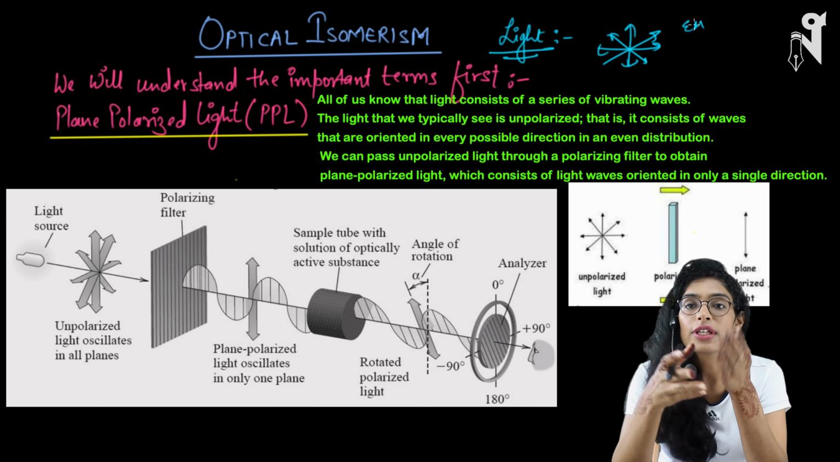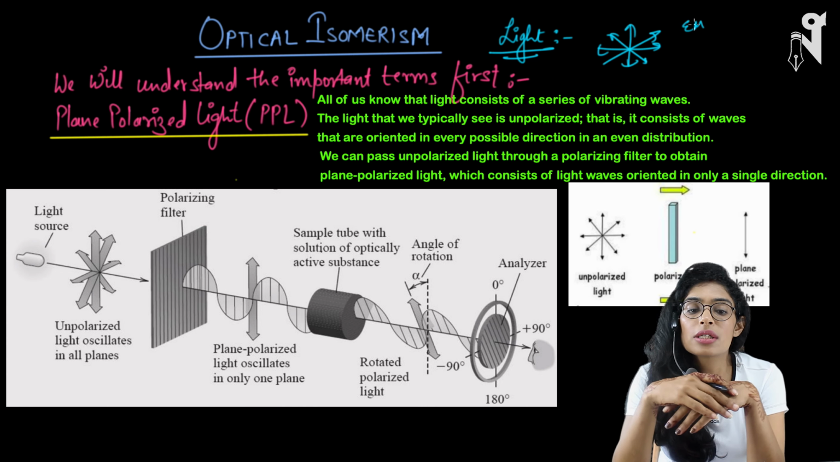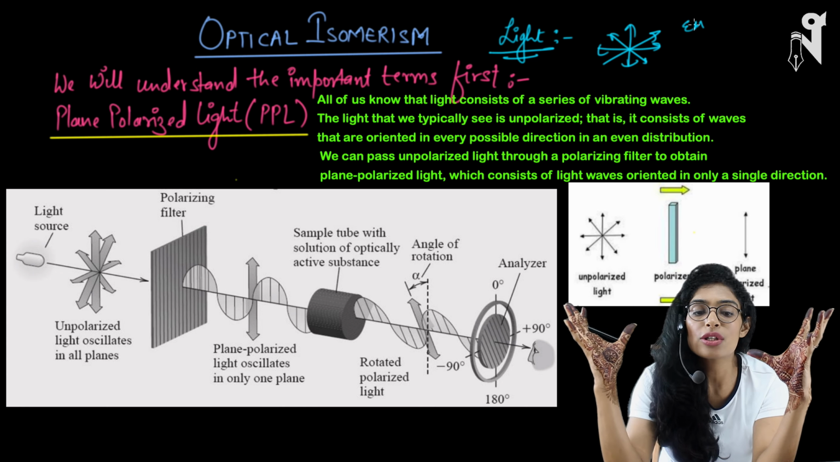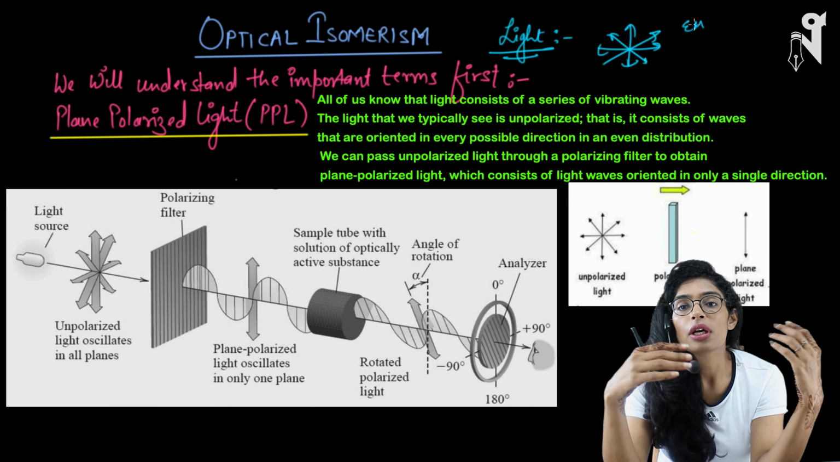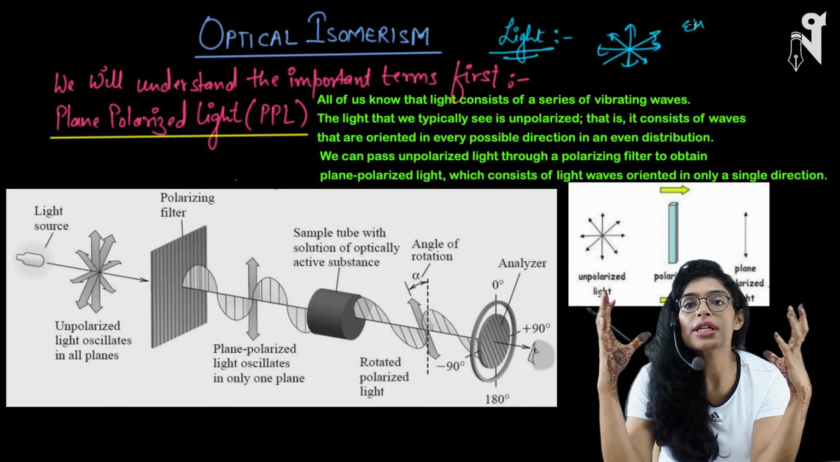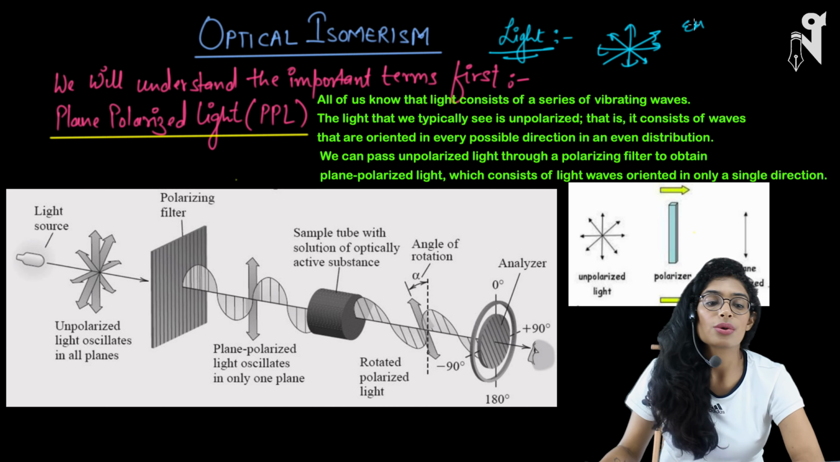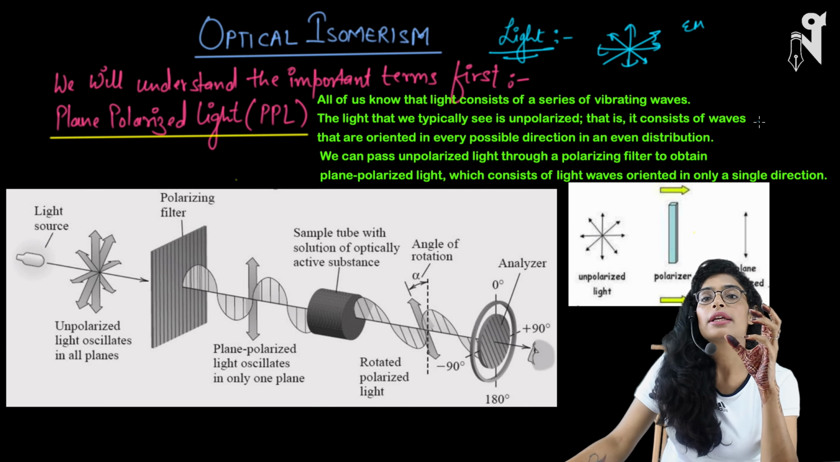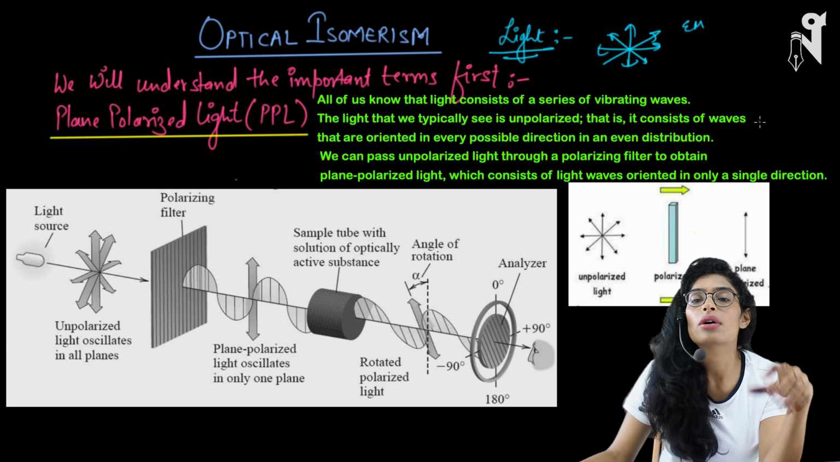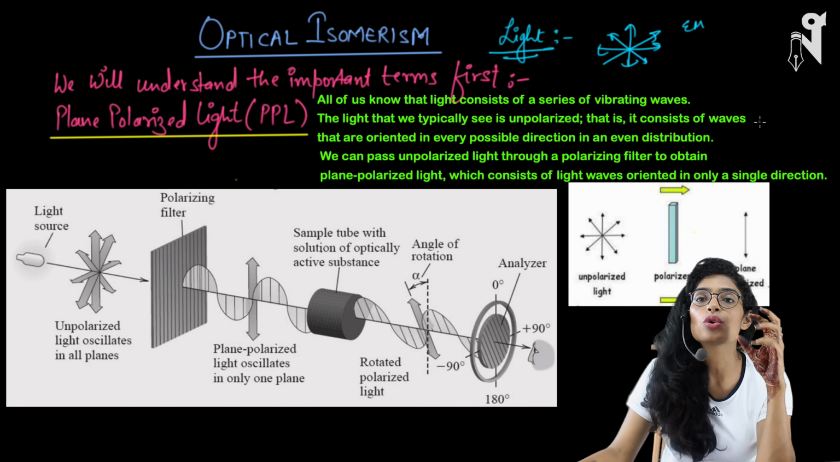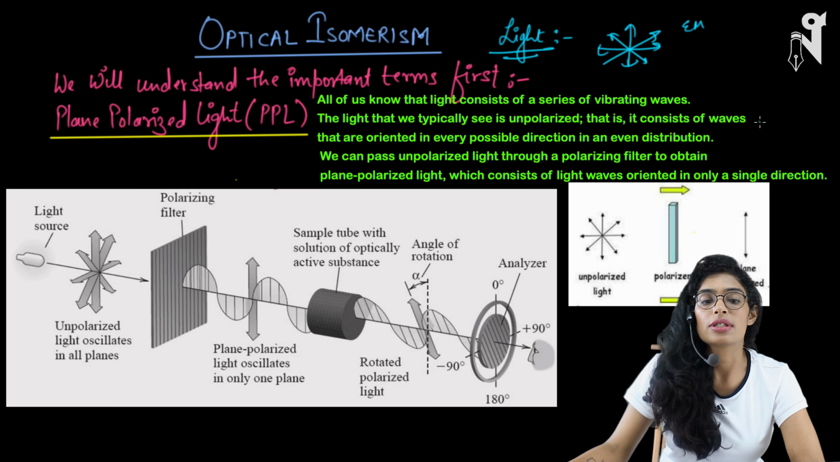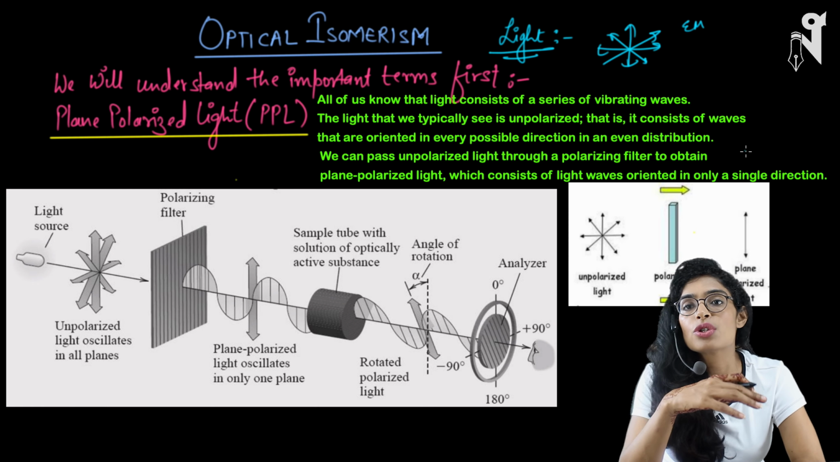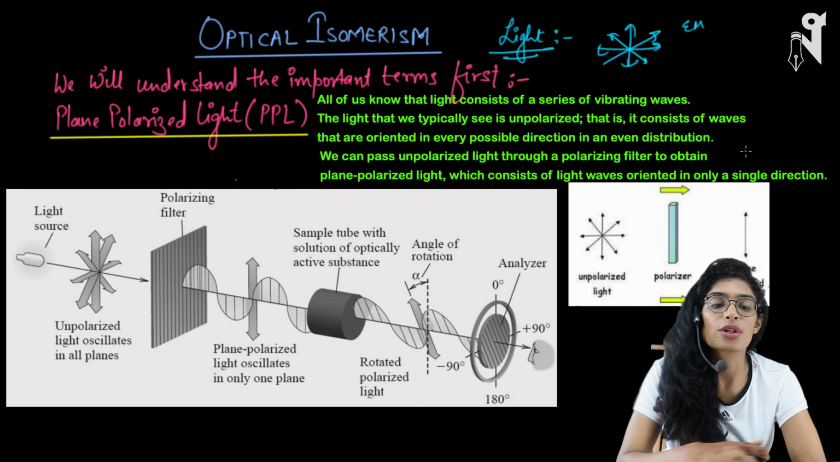It doesn't have a fixed polarity. It spreads throughout and gets distributed evenly in the overall environment. It is oriented in every possible manner, so it consists of waves. Light is nothing else but the group of waves which are moving in all the possible directions. It is an electromagnetic wave which is moving in all the possible directions.